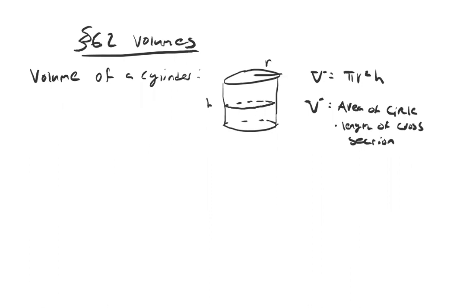So, the volume of a box, a rectangular prism, is length times width times height. That's the same idea. Your cross section there is a rectangle, so it's length times width, and then you multiply through by the length of the cross section. So we're going to use this idea to generalize to volumes of other shapes.